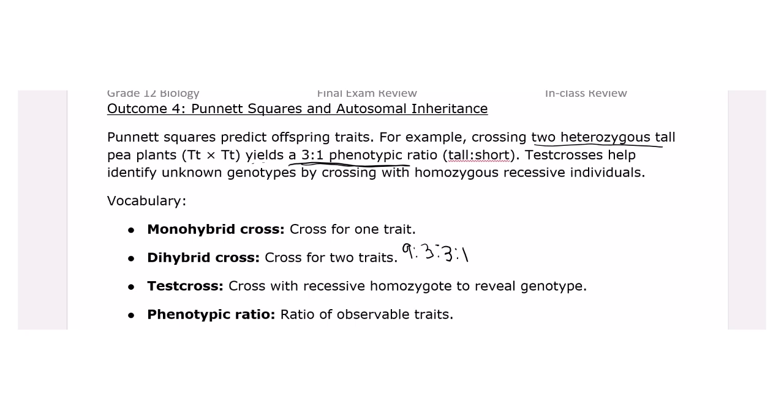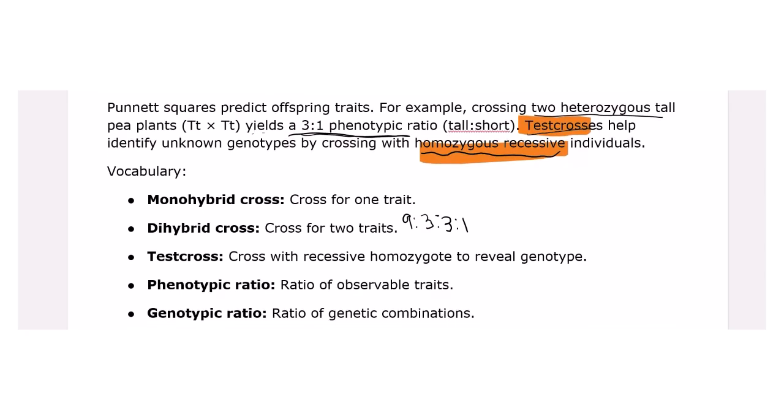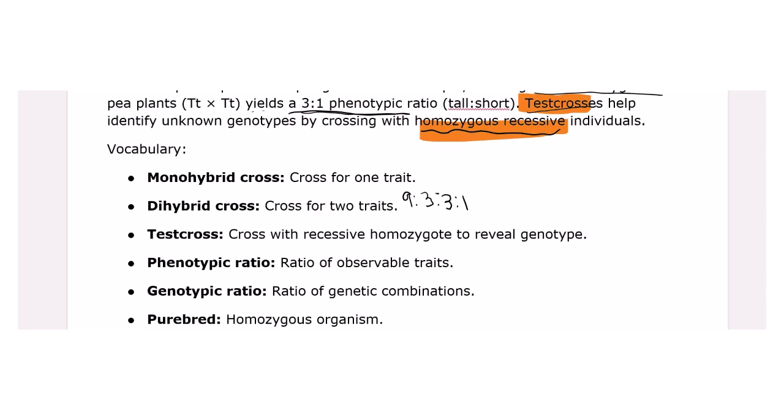Test crosses you need to know. Okay, so test crosses help identify unknown genotypes by crossing with a homozygous recessive individual. I'm going to highlight that. Okay, so you can put them in ratios or what other value? Percentages, right? So fractions, percentages. I don't think we said which type on the exam, but do know what both mean. Okay, you know that 25% is a quarter, right? And 50% is a half. Okay.